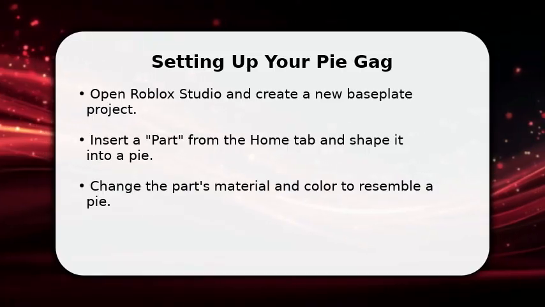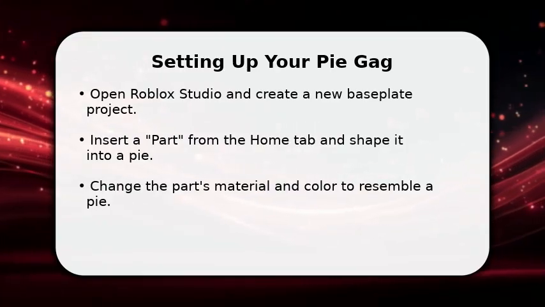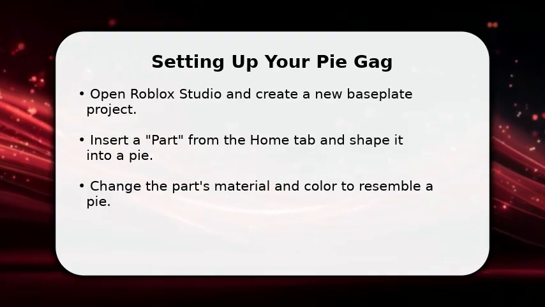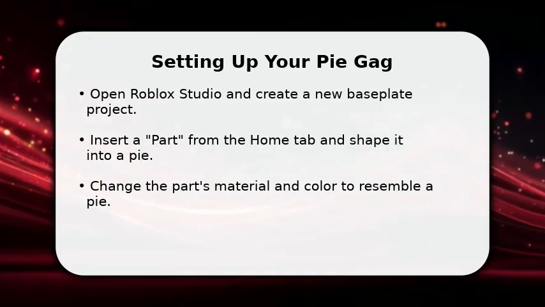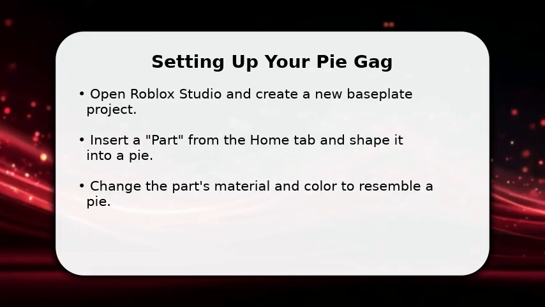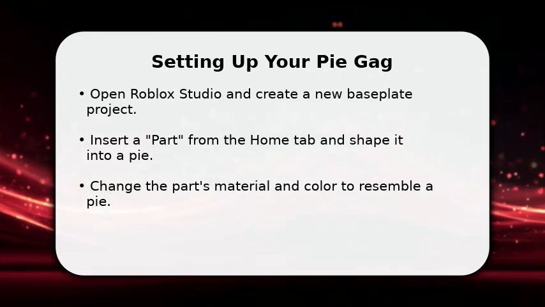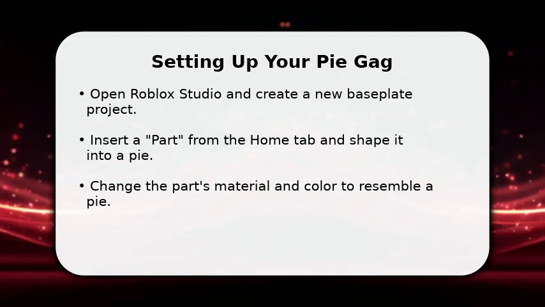In this video, I will show you how to make a pie gag in Roblox. First, open Roblox Studio and start a new baseplate project. Next, insert a basic part from the Home tab. You'll want to resize and reshape this part to look like a delicious pie. Don't forget to change its material and color to give it that authentic, creamy texture and golden brown crust. This initial setup is crucial for our fun prank.